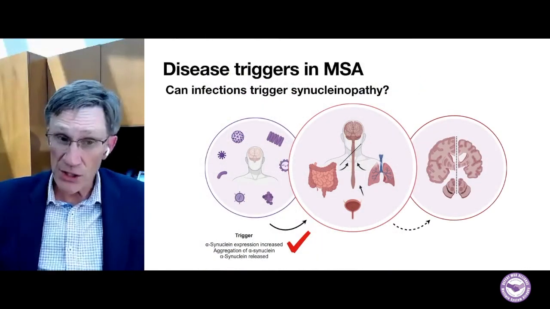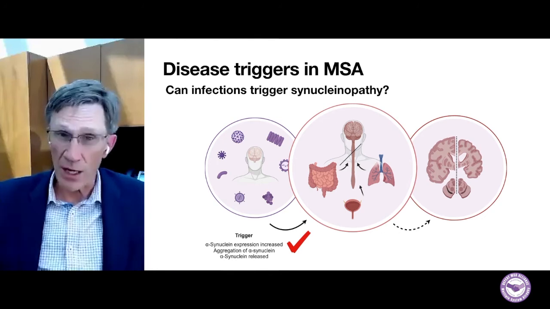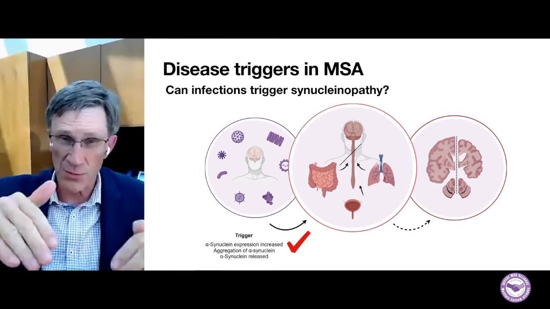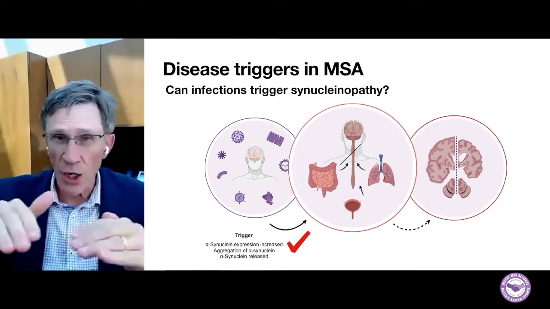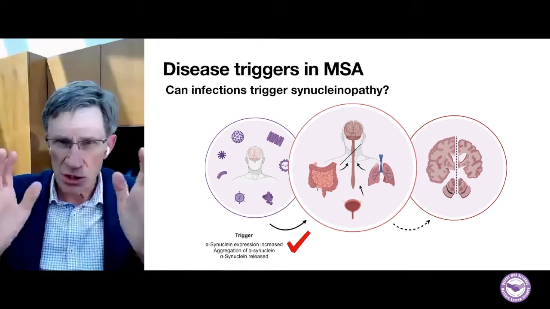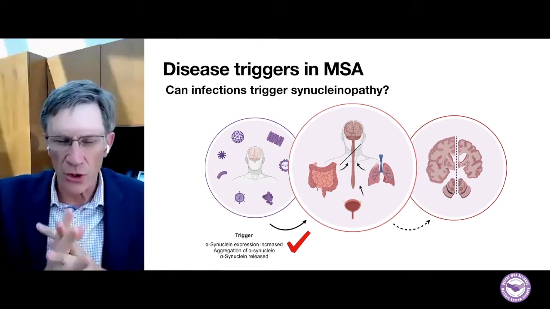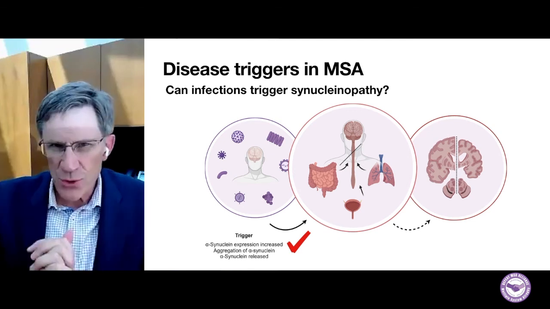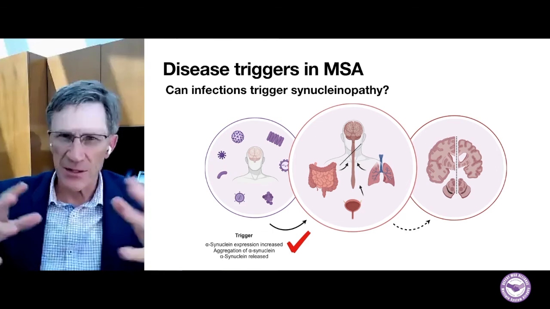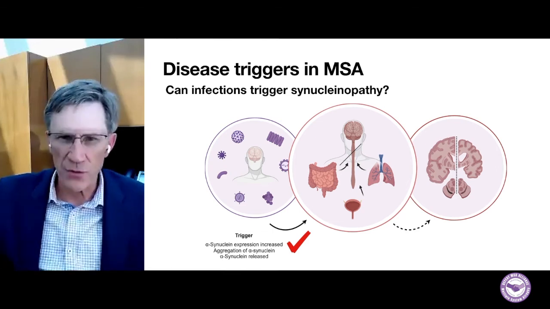We've learned that bacteria can trigger alpha-synuclein expression, which means that alpha-synuclein goes up. We saw that in our first experiment. It's very low under basal conditions. It can cause aggregation, so it will form clumps that are insoluble, not too different to what we see in the brain in MSA. And those clumps can be released by neutrophils.